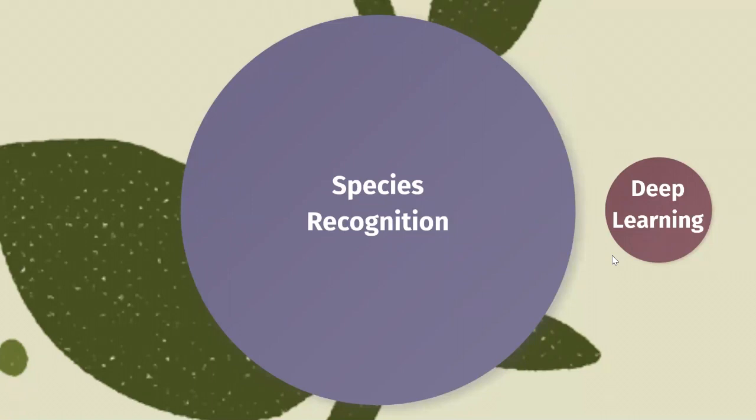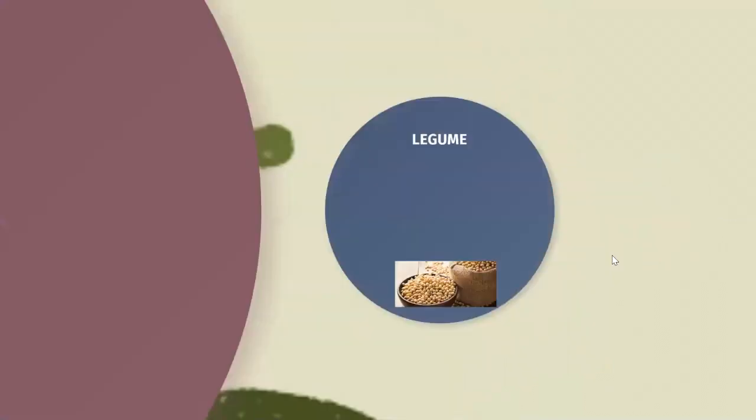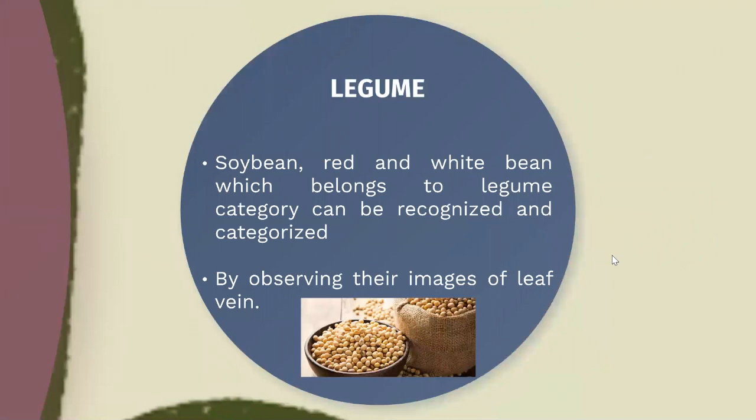Species recognition can be found in reduced time of classification and recognition. The model that can be used is deep learning. By using this model, soybean, red and white bean, which belongs to legume category, can be recognized and categorized. This can be done by observing the images of leaf. Now we have done for species recognition.